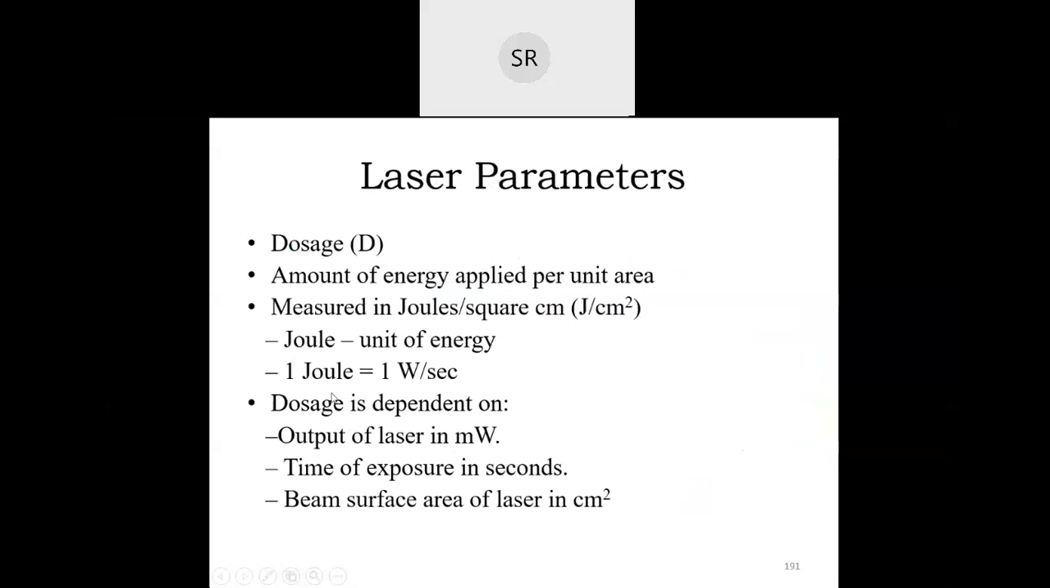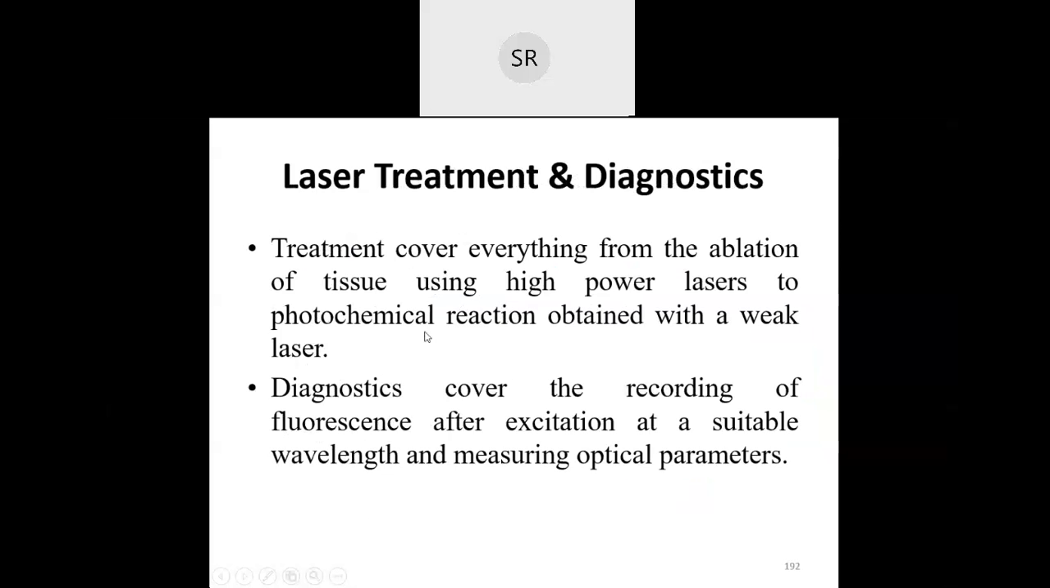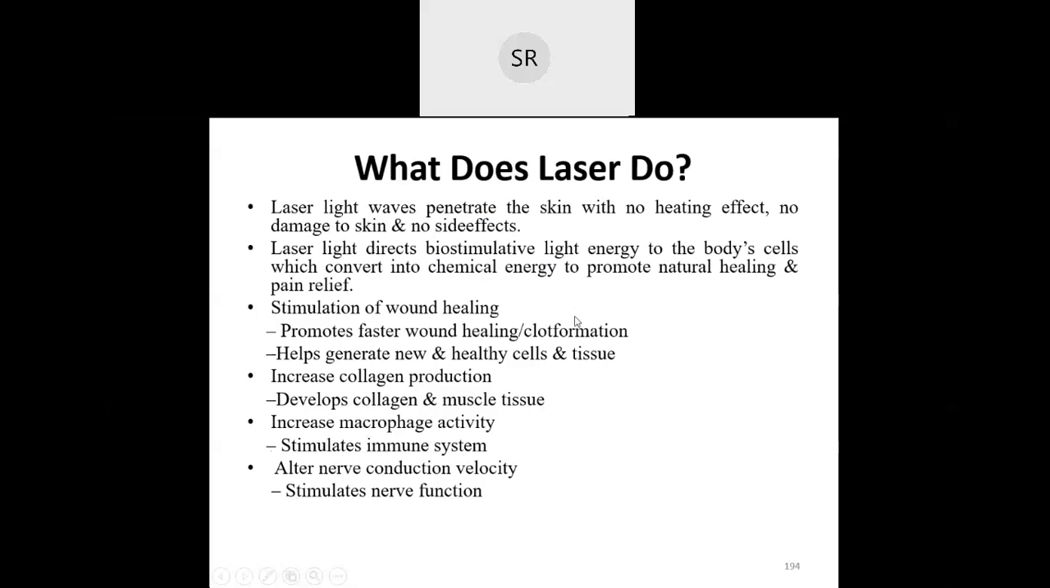So that's why we use the word dosage: the output of a laser, time of exposure, and surface area, and how it will work. That is about a laser.